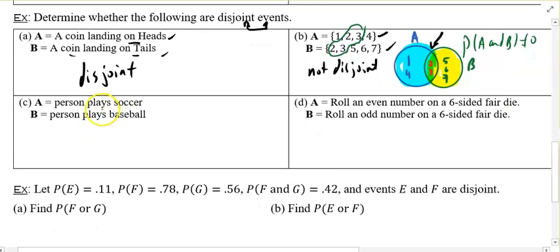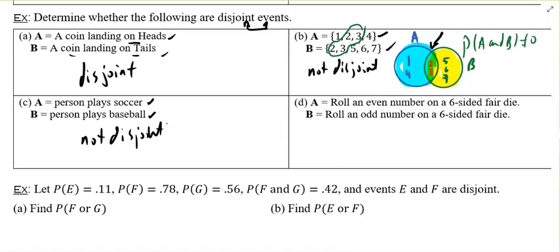Alright, how about here? A person plays soccer, a person plays baseball. This is not disjoint. Why is that? Well, because you could have a person that plays soccer and plays baseball at the same time, right? One person could do that. Here, you roll a die, you roll an even number. Even means what? 2, 4, or 6.